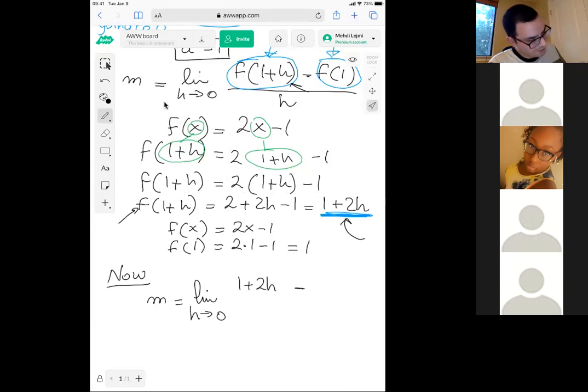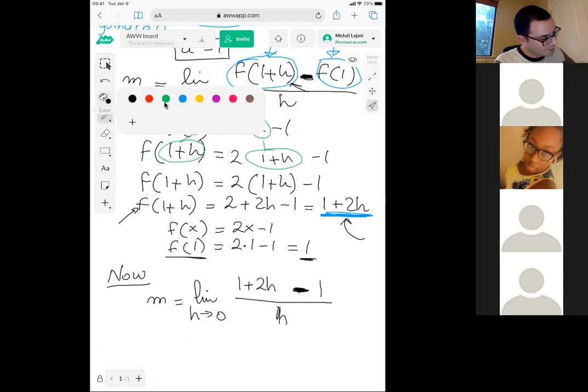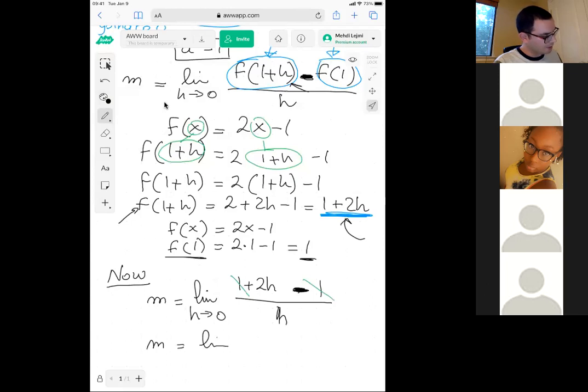There's a minus here. You see this minus here? And then f of 1, we said it's equal to 1, so it's minus 1, and then over h. All right, so we can cancel out the 1 minus 1. So now m would be the limit as h goes to 0 of 2h over h.